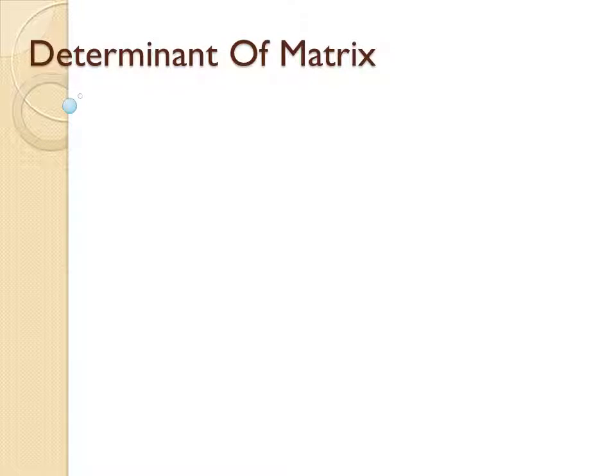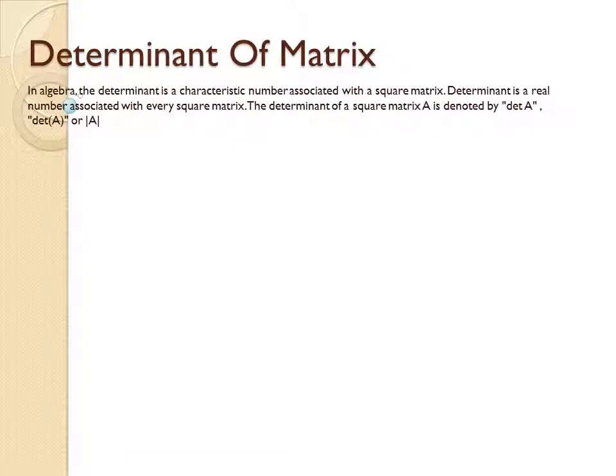Okay, so thanks. Let's proceed now. First one is the determinant of a matrix. In algebra, the determinant is a characteristic number associated with a square matrix. Please note the term square matrix. We can find the determinant of a square matrix. Determinant is a real number associated with every square matrix. The determinant of a square matrix A is denoted by different expressions. One is det A, another is det(A) with brackets, or sometimes mod of A. These are the three ways in which we generally write the determinant of a matrix.